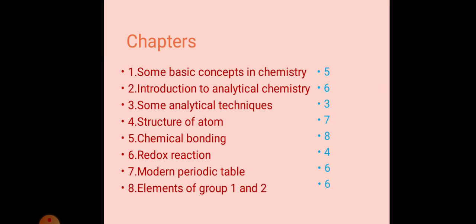Then the eighth one is elements of group 1 and 2. After the periodic table, we will see only group 1 and 2 elements, called S block elements. How are they found in nature? What are their occurrences in nature? Then we will see the compounds of S block elements, their preparation and properties. It carries 6 marks.